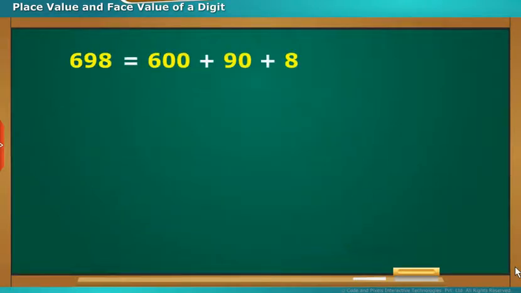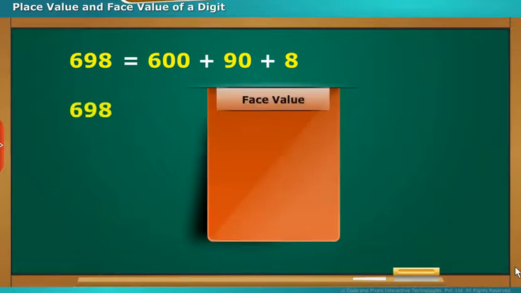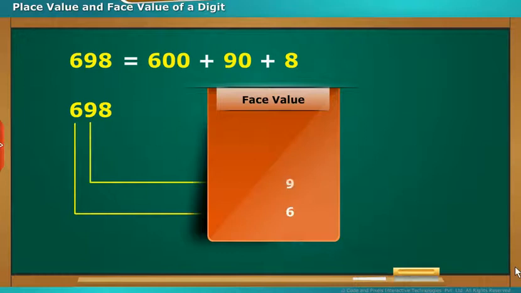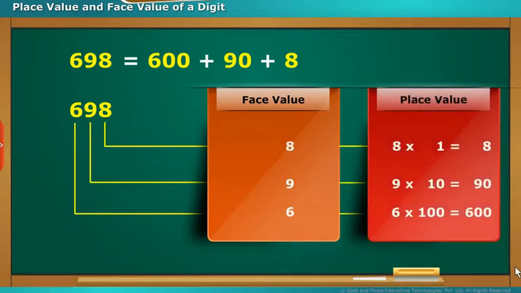Now, we are moving to know about the face value. The face value of a digit in a numeral is its own value at whatever place it may be. For example, in the 3-digit number 698, the face value of 6 is 6, 9 is 9, and 8 is 8, irrespective of how big the number is.